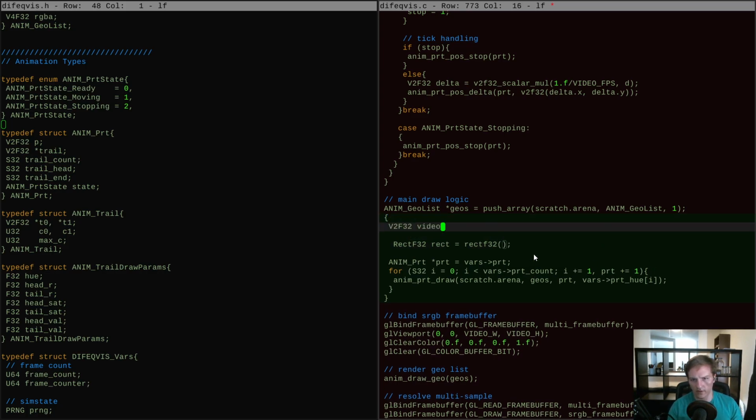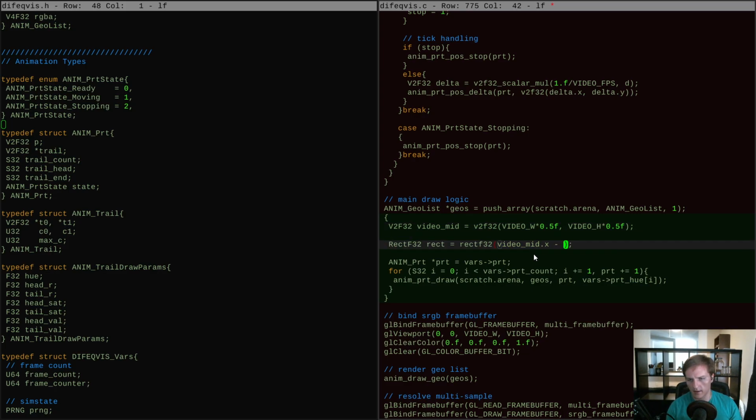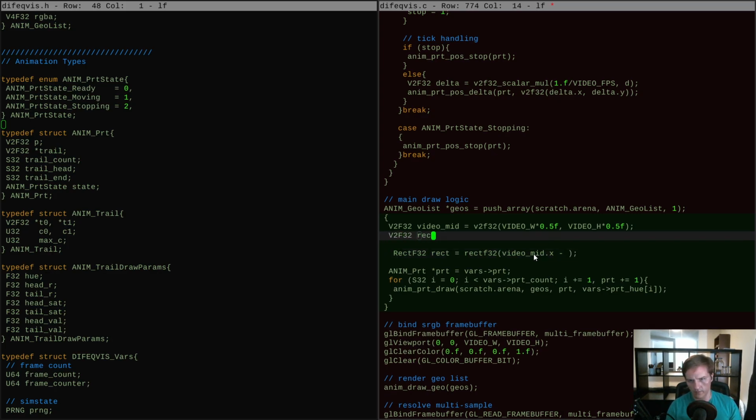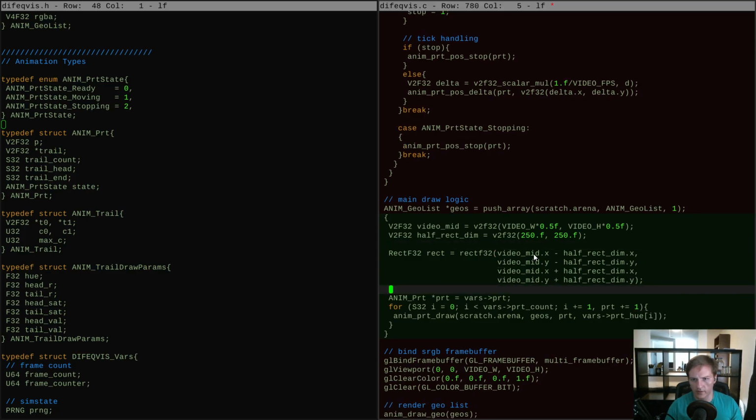v2 f32 video mid equals v2 f32 video width, video height. video mid dot x minus... v2 f32 rect dim equals v2 f32 500, 500. rect dim dot x times 0.5. half rect dim is 250 by 250. half minus half rect dim, video mid dot y minus half rect dim dot y. Minus becomes plus. There's the rectangle.